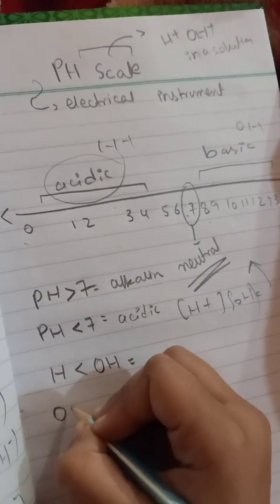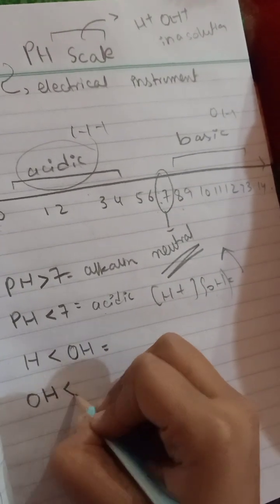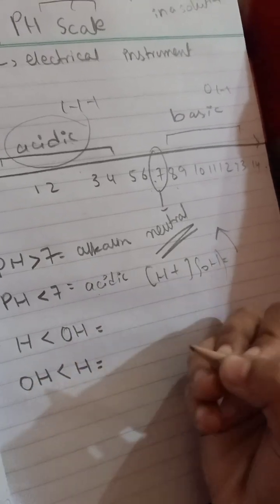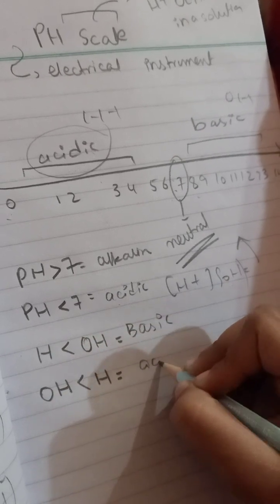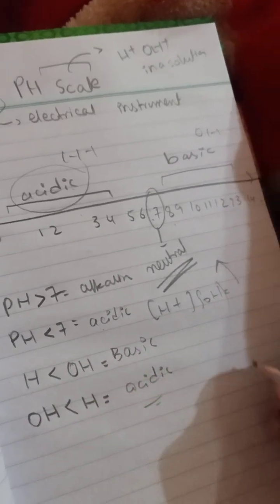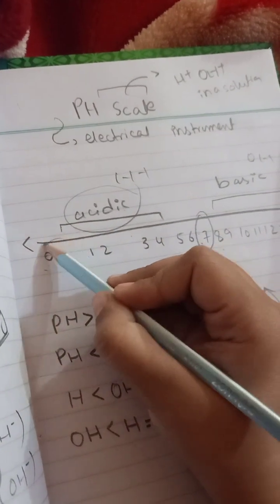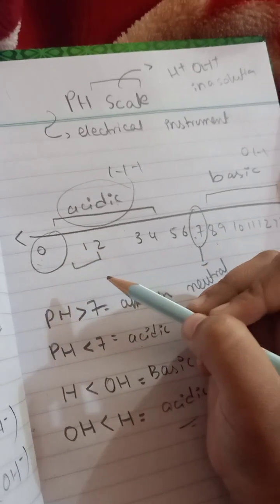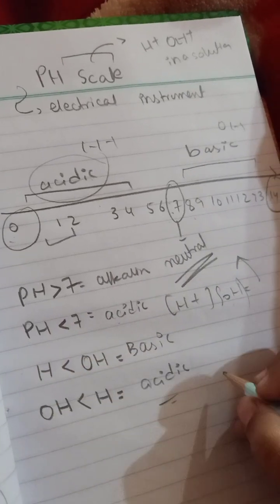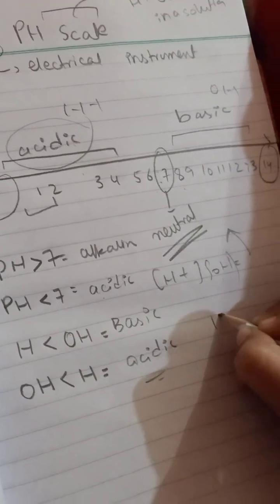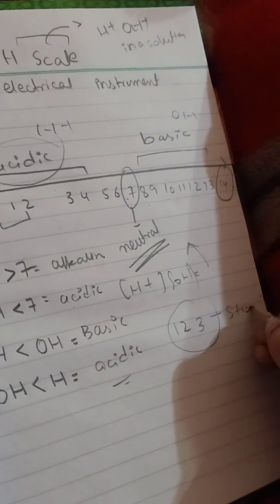If OH ions have less concentration than hydrogen, we call that acidic. 14 is the strong alkaline, and 1 to 3 is the strong acid. If the pH is 14, it means strong basic. If the pH is 1, 2, 3, we call that a strong acid.